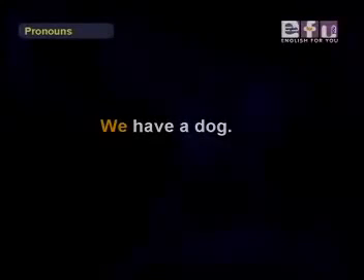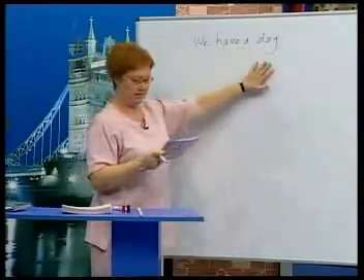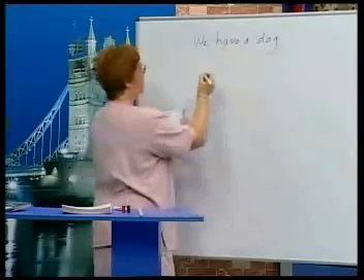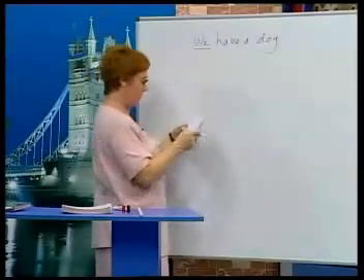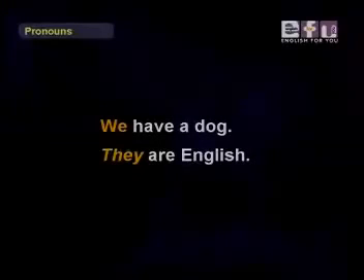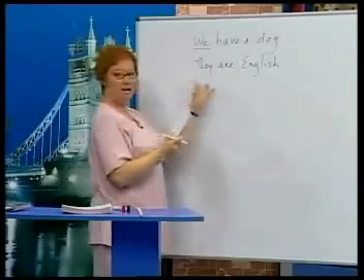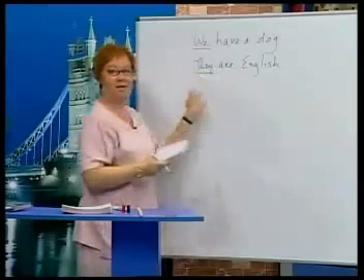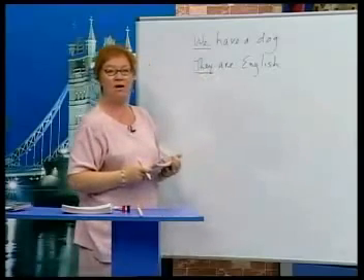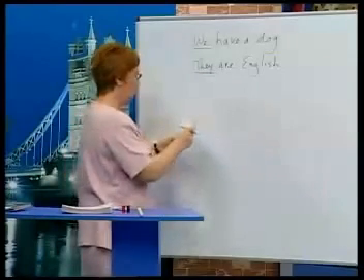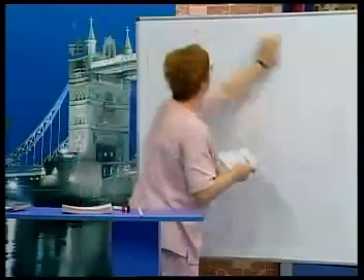Now let's look at this. We have a dog. All right? And here we have we, the subject pronoun. Okay? They are English. And here they is the subject pronoun. Okay? Now, we can also use pronouns to talk about objects. So, we're going to look at some object pronouns now.